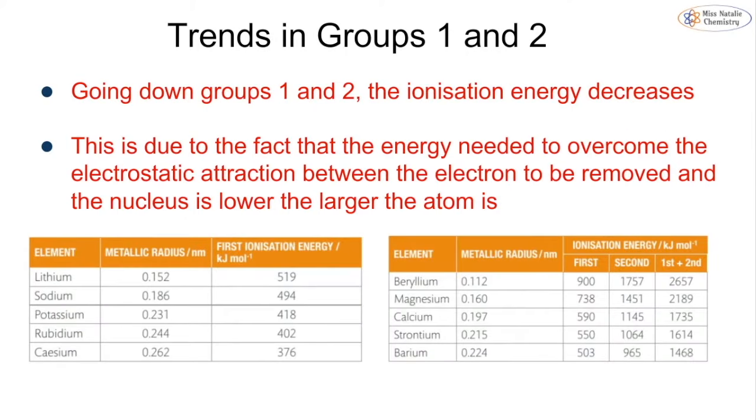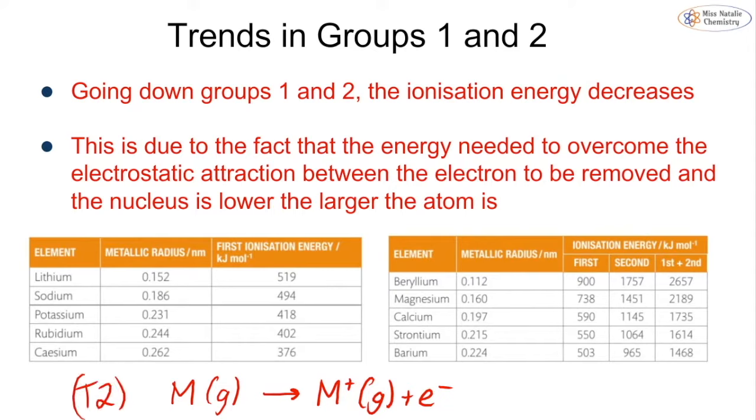So just a reminder, ionization energy is the energy required to remove 1 mole of electrons from 1 mole of a metal when it is in the gaseous state. So you would get something that looks like this equation. And you learned this back in topic 2. So as we go down groups 1 and 2, the ionization energy decreases.